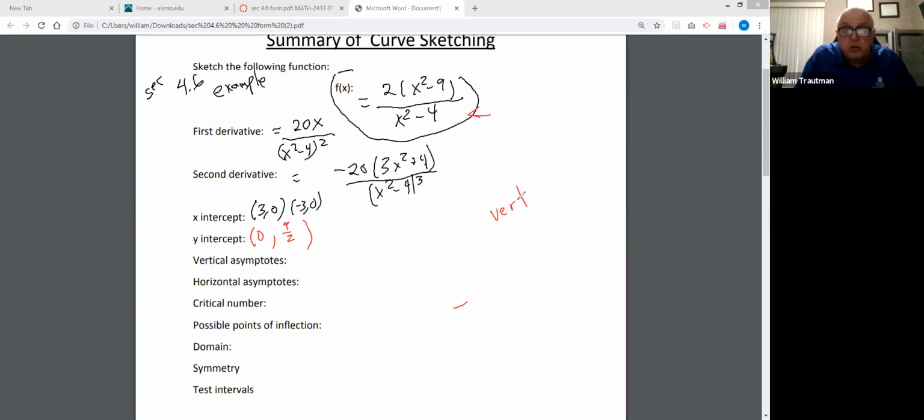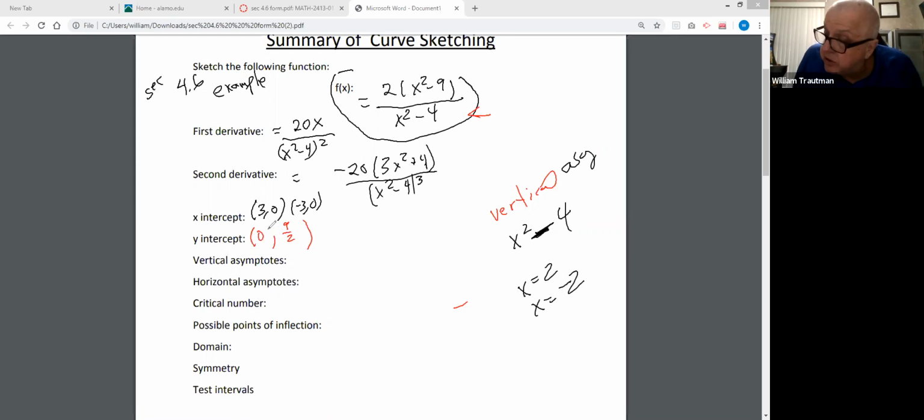So we're doing vertical asymptotes. Let me change it back to black. The bottom of the rational equation is x squared minus 4. And there are 2 numbers that make it equal to 0: x equals 2 and x equals negative 2. Those are the vertical asymptotes. x equals negative 2 and x equals positive 2.